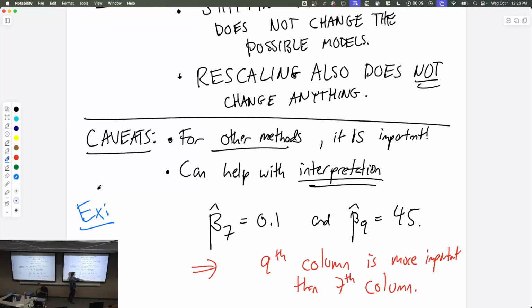This thing that is written in red is not correct, it is not true, and can lead you down the wrong path. If you think that 45 is bigger than 0.1, and therefore beta hat 9 is more important than beta hat 7, that is incorrect. What is the problem with what I just said? This is a bigger number than that, but nevertheless, it can be that this one is less important than this one. How could that be?